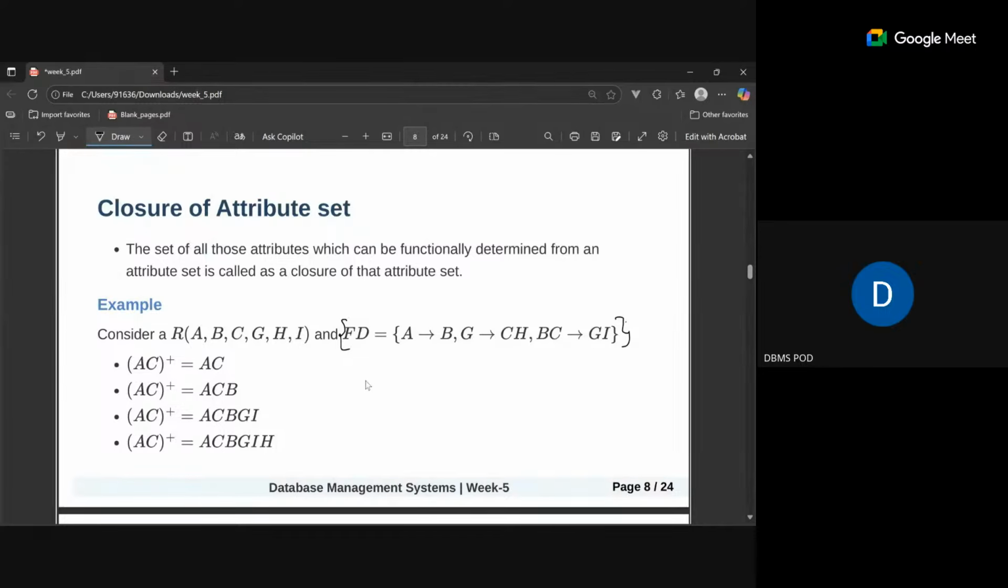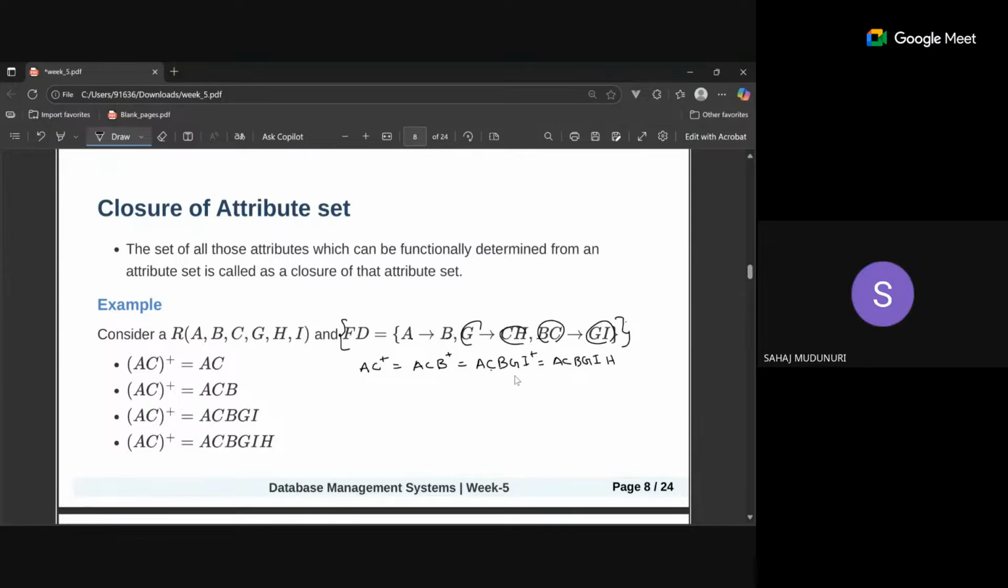If you want to find the closure of any set, for example AC, what you need to do is: AC closure. A determines B, so I can put A, C, B because it determines. Again, how can I proceed further? Again, you can take a closure of this, and you can see BC determines GI, so I can write ACBGI. Again, you can see G determines CS. C is already there, so I will write ACBGIH.